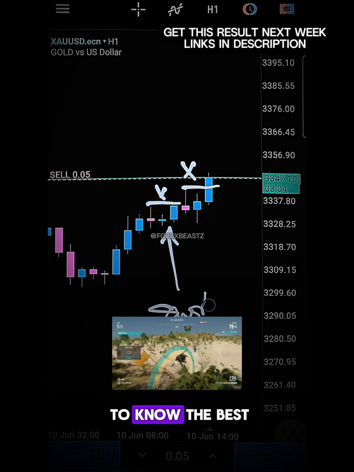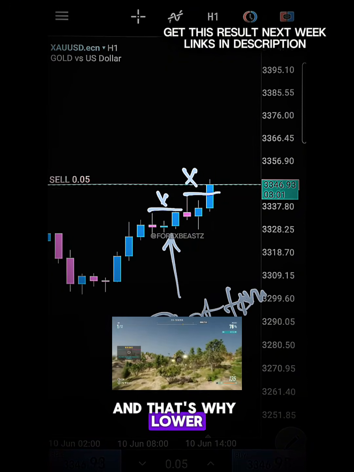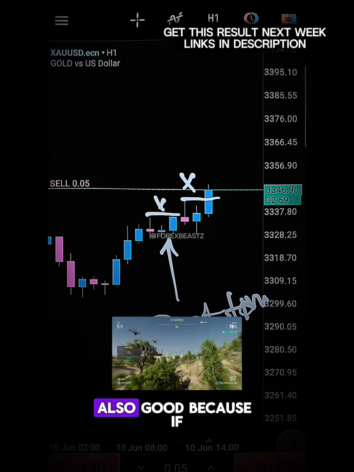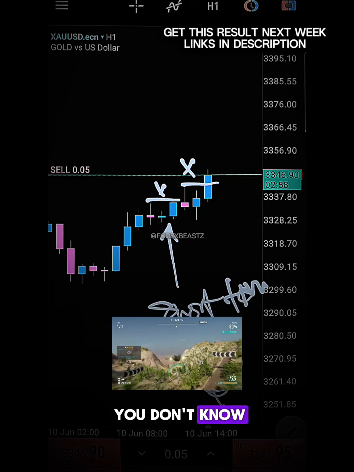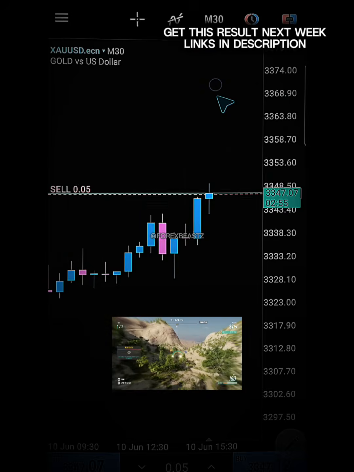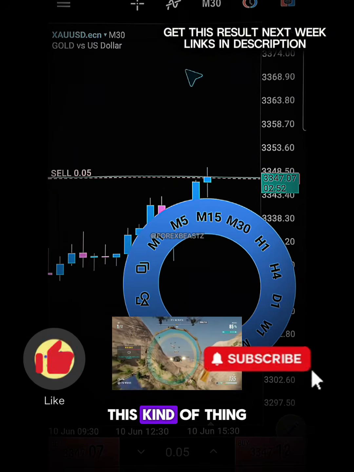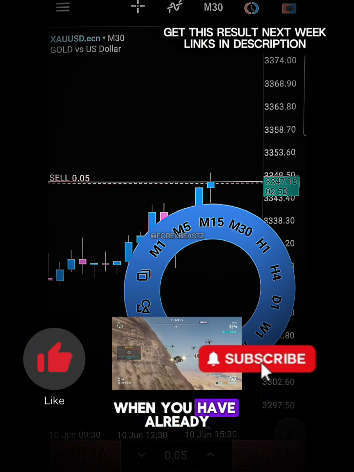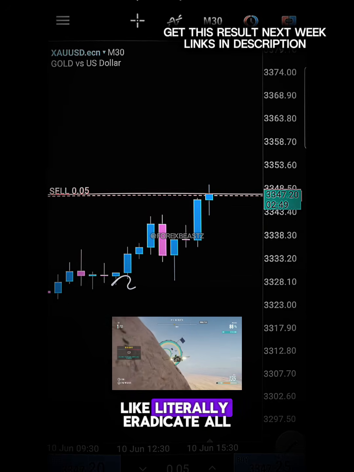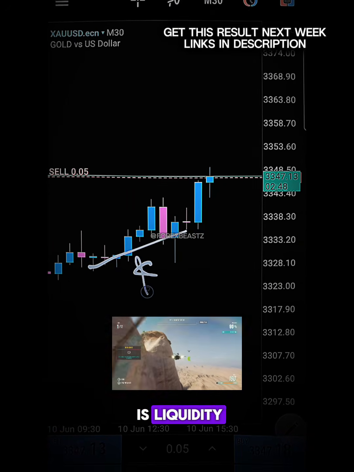That's why you need to know the best place to sell at, and that's why lower time frame confirmation is also good, because if you know what's going to happen but you don't know exactly where to enter, you'll be liquidated, and it's not going to be funny. This kind of thing can blow your account when you have already made some profits, like literally eradicate all your profit.